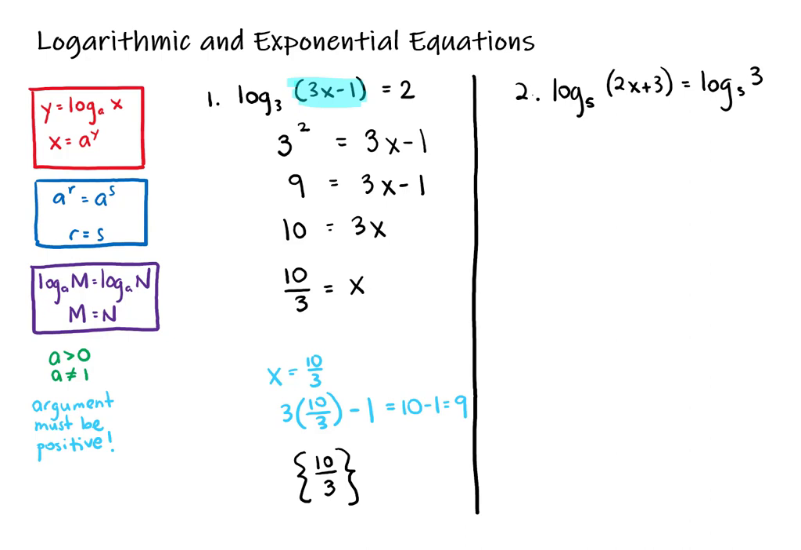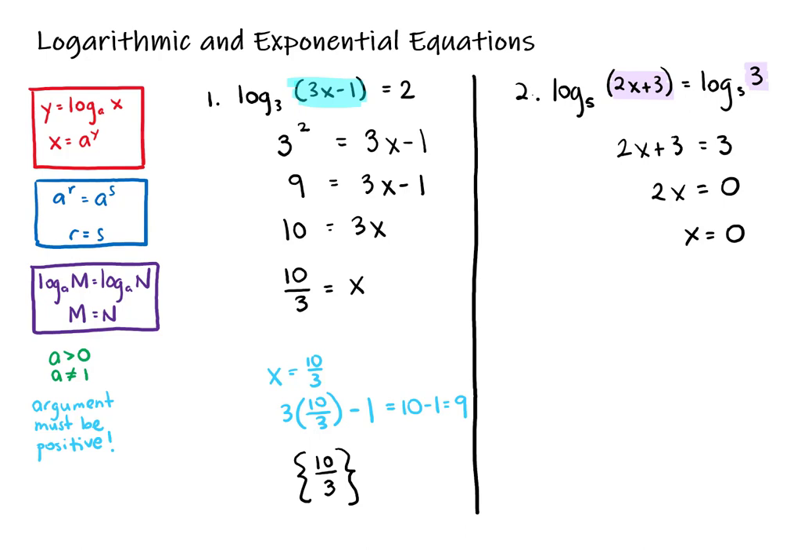Looking at question number 2, we see that we have a log equal to another log, and so a single log on each side. So we can actually use the rule that's written in purple, where when we have that situation, we take out the arguments and we make the arguments equal to each other. So this would just become 2x plus 3 is equal to 3. And solving this is very easy. You just want to subtract 3 from both sides and then divide by 2.